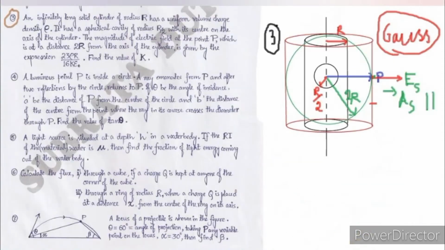Now calculating this, we have got the electric field due to the cylindrical structure complete without any cavity. Now, considering the spherical cavity which is given as a solid sphere, we are about to calculate the electric field due to the solid sphere at point P.